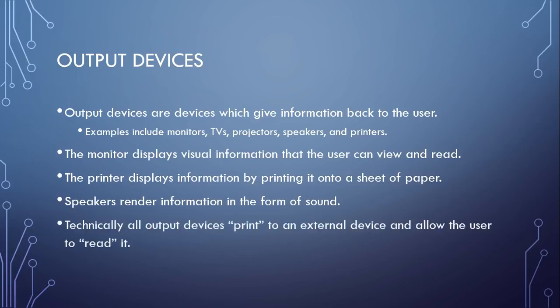Now technically all output devices can print, quote unquote, to an external device to allow the user to, quote unquote, read it. Even a speaker, it's printing, but it's printing in the form of audio. Right? And how the user reads it is that we don't read it with our eyes, instead we hear it with our ears. So that's why I put it in quotes. So any kind of output device is where the computer, again, is taking that information and giving it to the user.